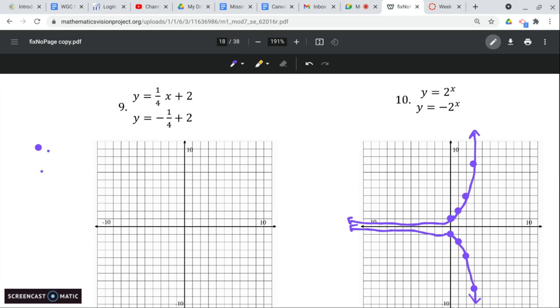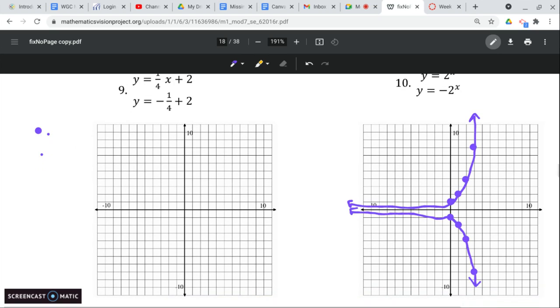So what do we notice? Well, they're flipped, right? So it's a reflection across y equals 0. So that is their comparison there.